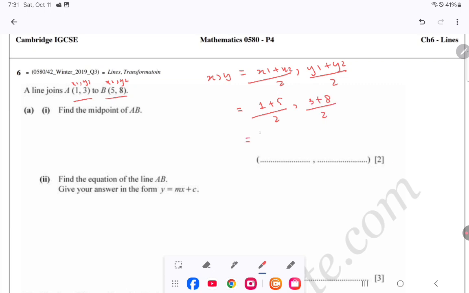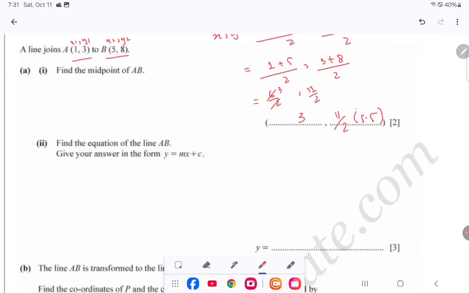Solve it further. 6 over 2, 11 over 2. 2 into 6 is 3, so 3, 11 over 2, or we can say 5.5.